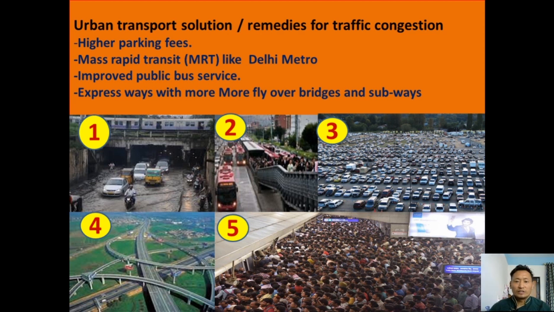And the fourth one is we need to make expressways. If you look at image 4, this is an expressway. On this road we can drive a vehicle without many obstacles. Why? Because this road has different characteristics: more flyovers, bridges, and subways. Image number 1 represents subways. So we have to make more expressways with more flyovers, bridges and subways in order to minimize traffic-related problems in towns and cities or urban areas of the world. So these are the 4 remedies suggested by different scholars to minimize traffic-related problems mostly in towns and cities of the world.